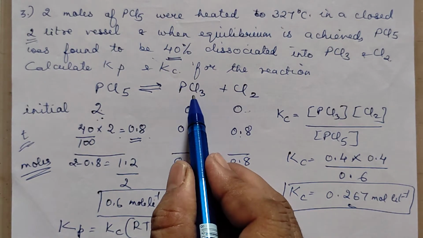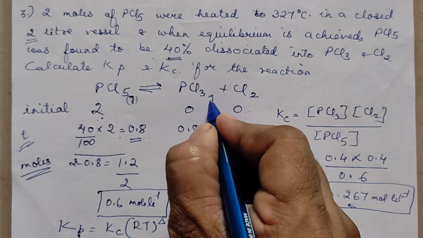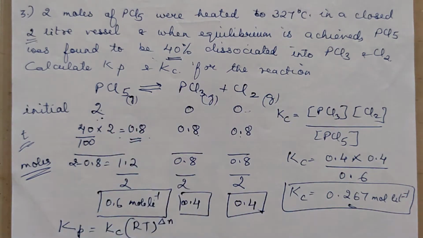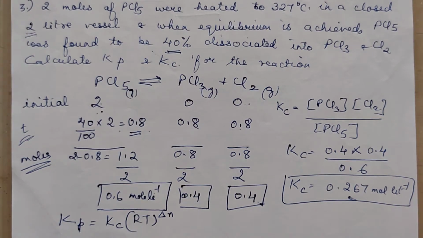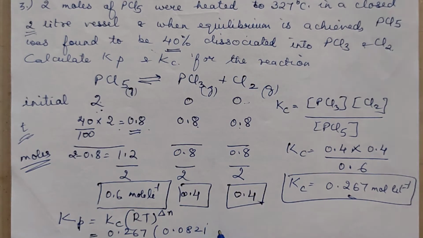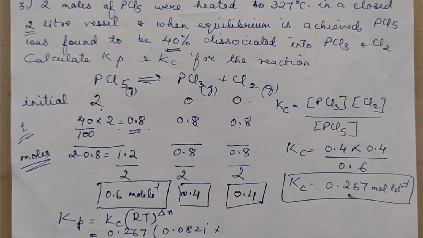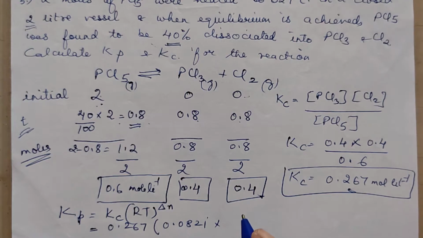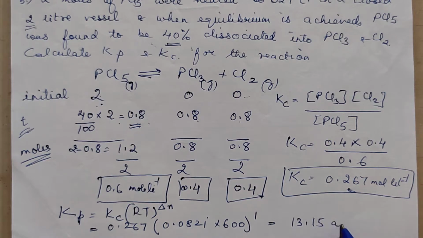Now what is delta N for this? These are all gases. This is gas, this is gas, this is gas. So 2 minus 1, 1 only. I'm just not disturbing much so that everything is in one frame. What is our Kc? 0.267, into what is R value? 0.0821, into what is the temperature, children? 327. So 327 plus 273 will be 600, to the power 1. You will solve this whole thing. When you solve, you will get it as 13.15 atmosphere.